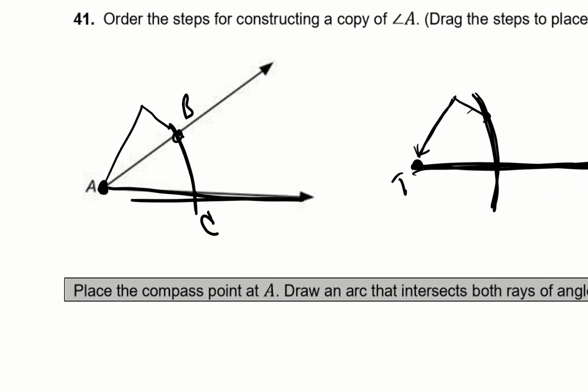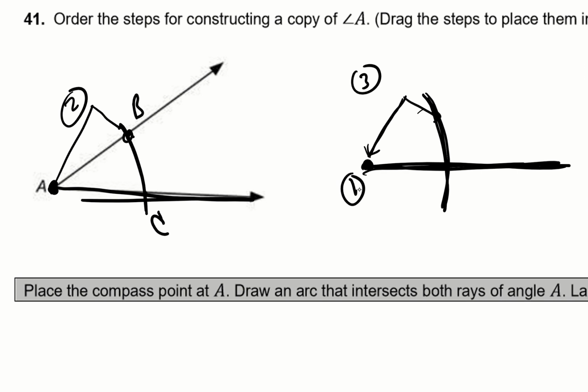So this is step 1, and then this here would be step 2, and then step 3, I would use that same measurement to draw an arc along here. So this is step 3. Actually, I said it was step 2, but it should be step 3. Okay, and then we'll mark these whatever we want to mark them. Let's say X and Y. And then once I mark them, I'm going to need to draw this part here.